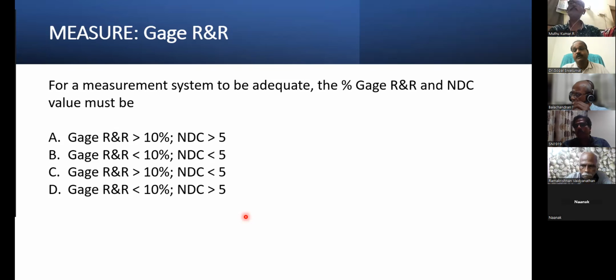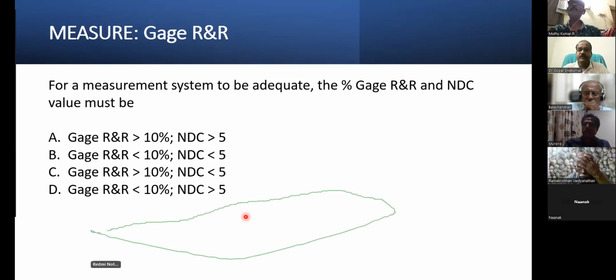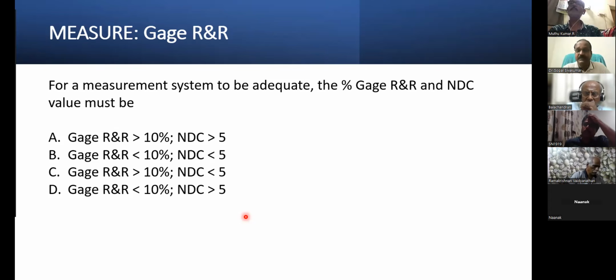And actually for discrete data, let us say I am asking a questionnaire where you can answer how is the session. There are only three options. Session is excellent, session is average, and session is bad. Now, how many categories are you seeing here? 3. NDC is 3.